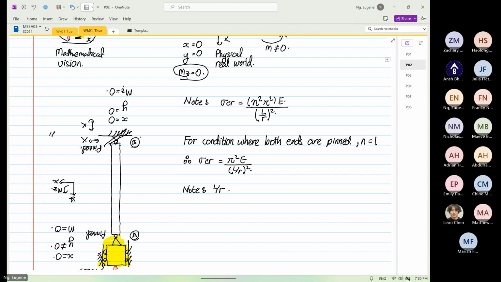is most commonly known as the slenderness ratio. Okay, L over R is known as the slenderness ratio.